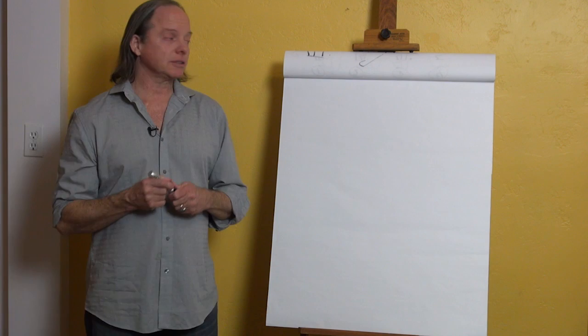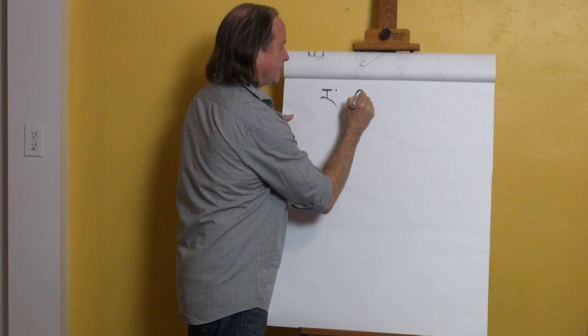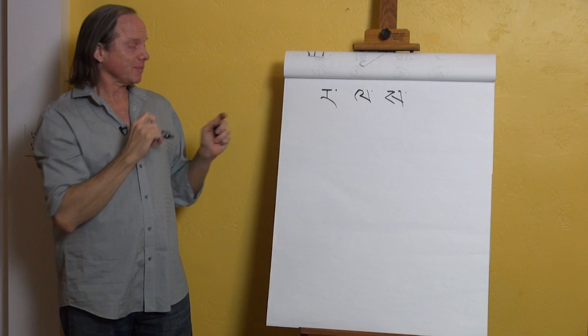ra, la, and sa. So these are the three Tibetan letters that can be joined on top of other letters.